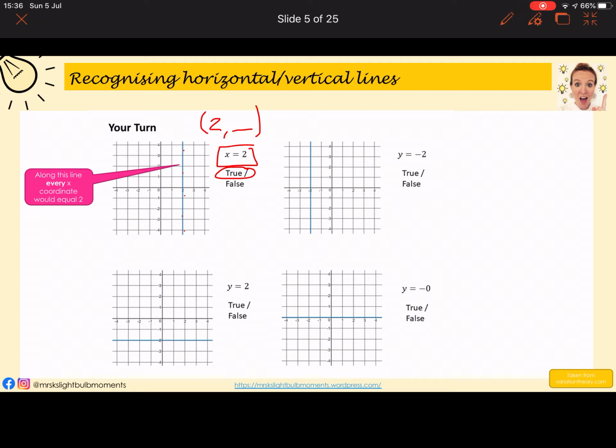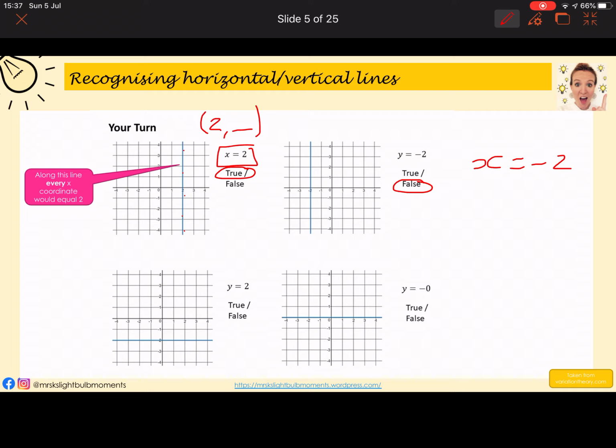What about this next one then? Is that the line y equals minus 2? No, it is not. What line is that? Good, it is x equals minus 2. So it's not y equals minus 2. Along that line, every x coordinate is still minus 2.